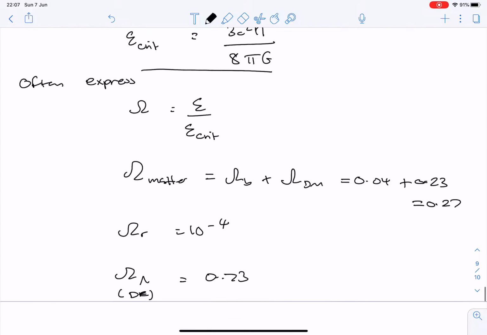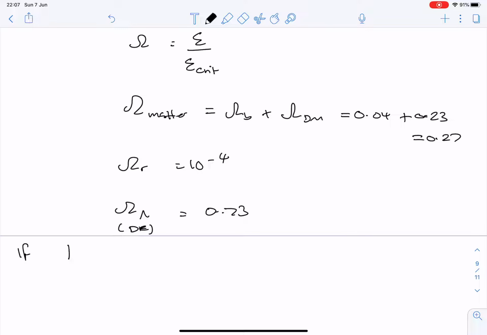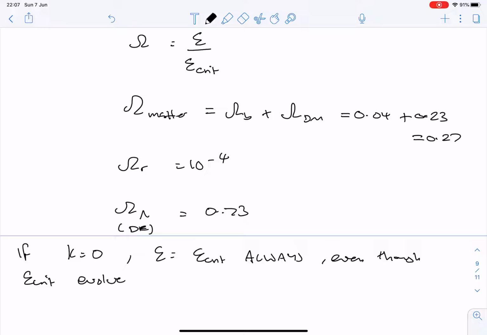So if k equals 0, E equals E crit, always, even though E crit evolves with time. In other words, if the critical density now is 1, the critical density in the past was higher, but the universe still had it.